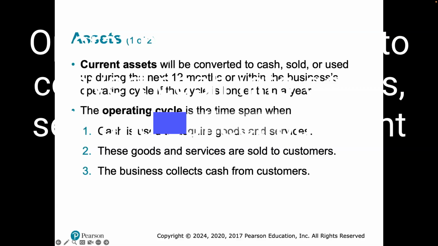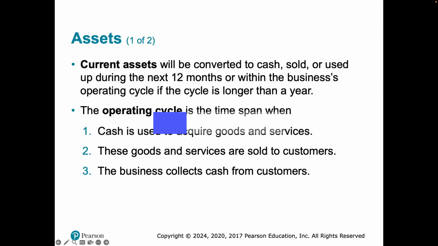The operating cycle is the time span when cash is used to acquire goods and services. These goods and services are sold to customers. The business collects cash from the customers. So say maybe you're a farmer and it takes you longer than a year to do all these things, or maybe you're in the wine business, right? And it takes time to produce the wine. So your first business cycle may take 3 or 5 years to produce your first bottles, to sell them, and to then collect the revenues, right?